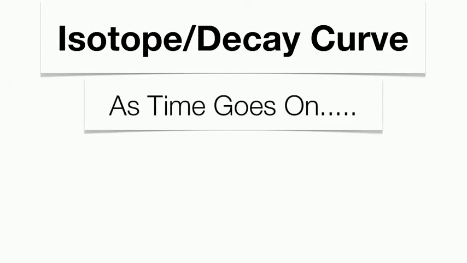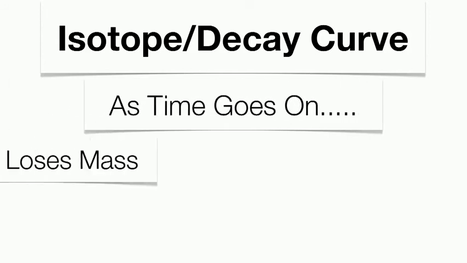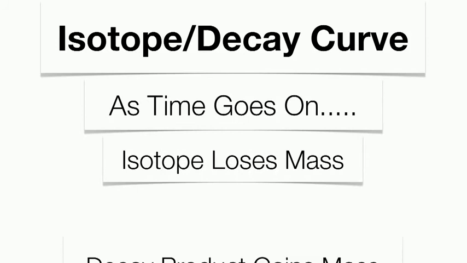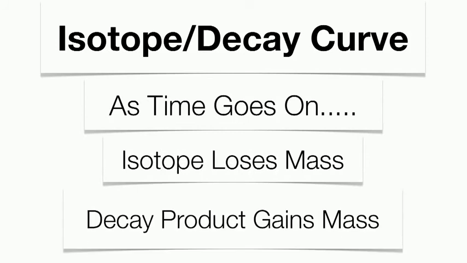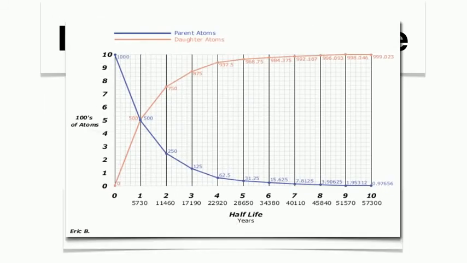What's very important here is to be able to identify the isotope decay curve. As time goes on, your isotope is going to lose mass and your decay product is going to gain mass. Along the horizontal axis are your half-lives: 1 half-life, 2 half-lives, 3 half-lives, and so on. This is the half-life for carbon-14. Along the vertical axis is the number of atoms, in hundreds. You start out with about 1,000 atoms of your isotope and 0 atoms of decay product.